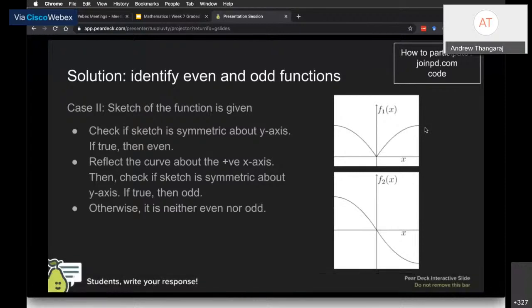Can you send the code for joinpd? Okay. First question doesn't look like a smooth curve. Yeah, I guess the sketch you will sort of take approximately. It's difficult to do that.